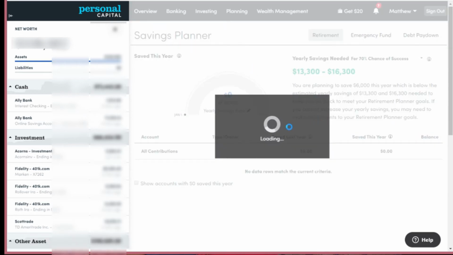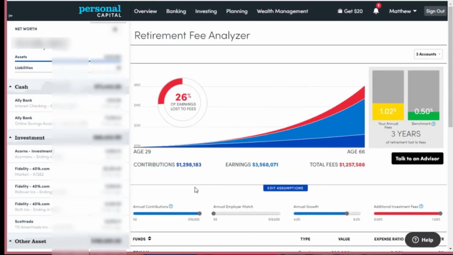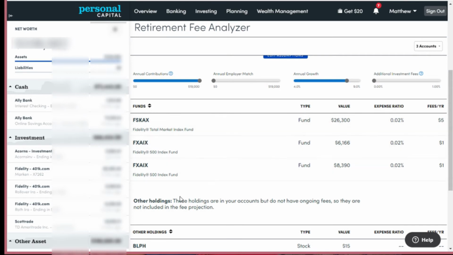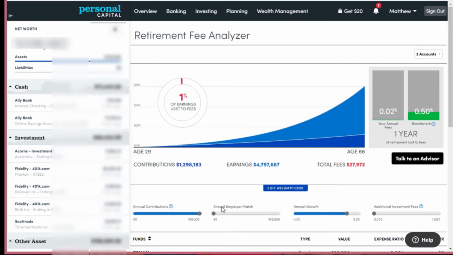But this is key, and I think it's important that a lot of you guys look at this. This is the retirement fee analyzer. What I did was add in all my retirement accounts. It automatically pulled them in once I added them, and it determined the expenses and the fees I was actually paying. And I'm only paying 0.02% in fees, which is virtually nothing.